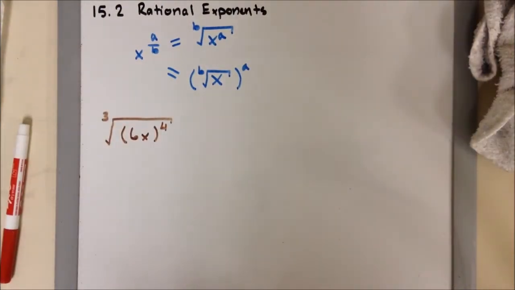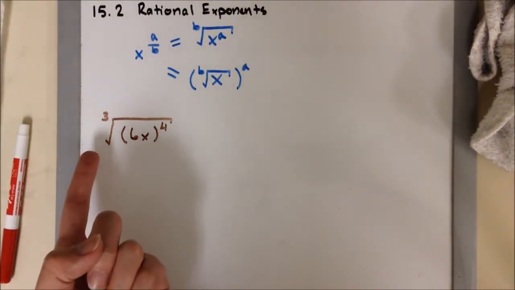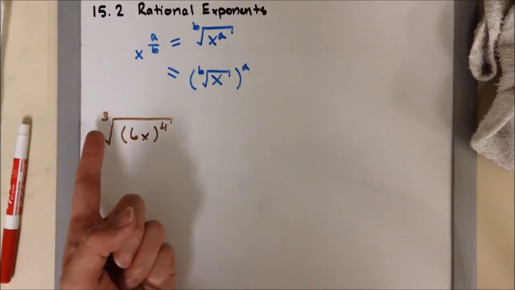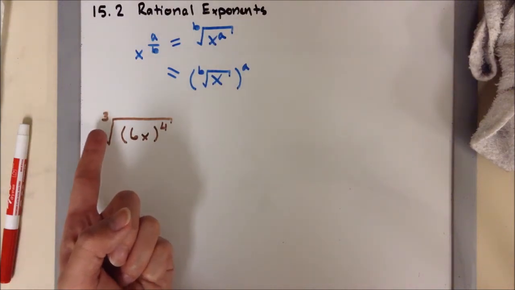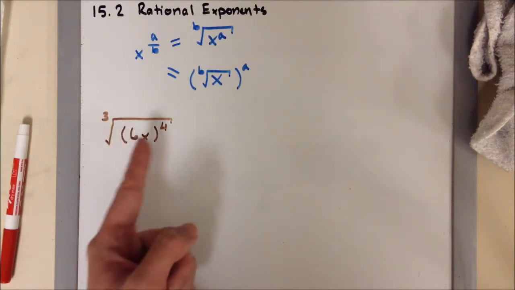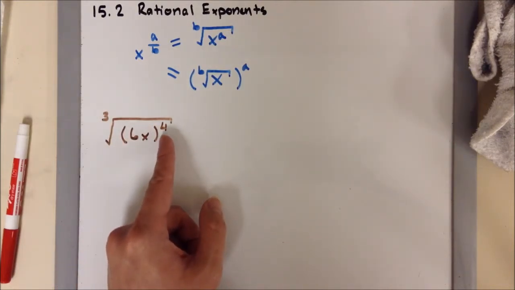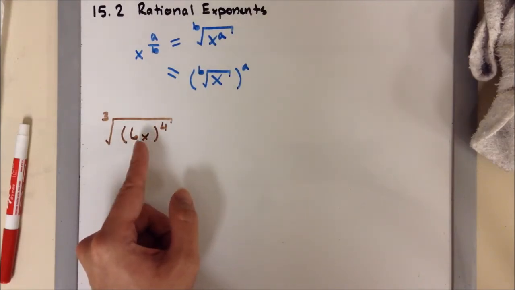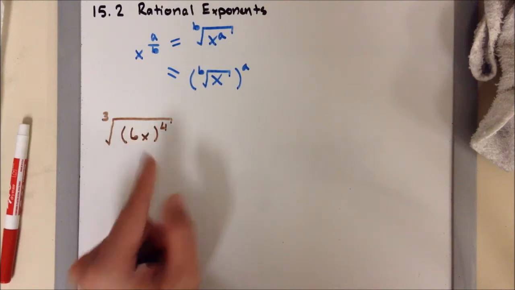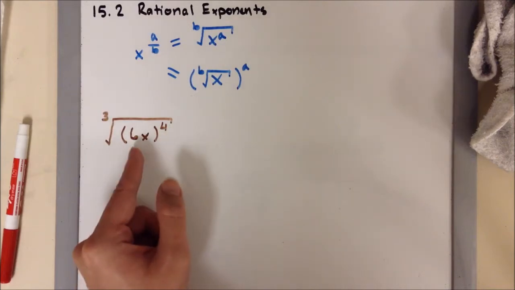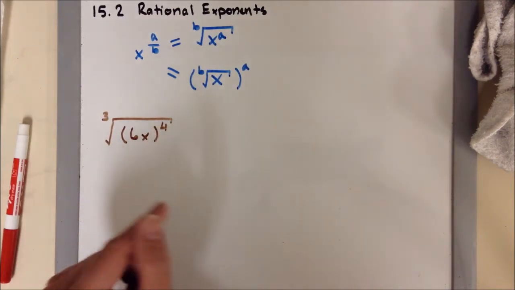In this example, we have the cube root, or the third root, of 6x to the fourth power. Again, we call it the cube root or the third root because of the index 3. Notice how on the 6x we have parentheses, because the 4 exponent applies to the 6 and the x. In addition, we have multiple parts inside the parentheses, a number and a variable. So if the 4 applies to both, you have to include the parentheses.